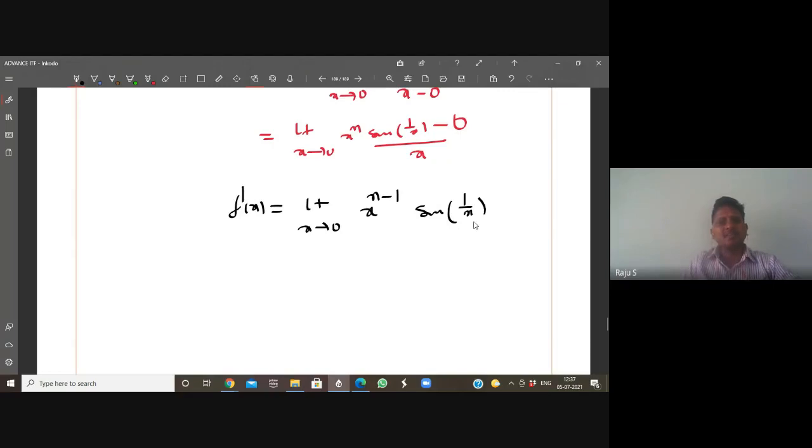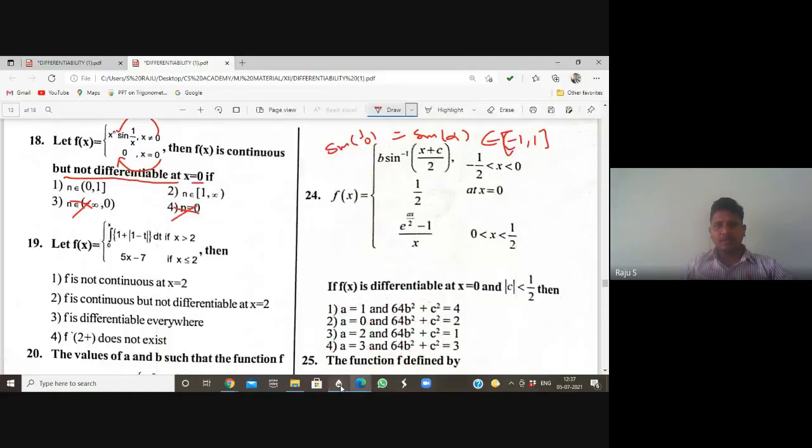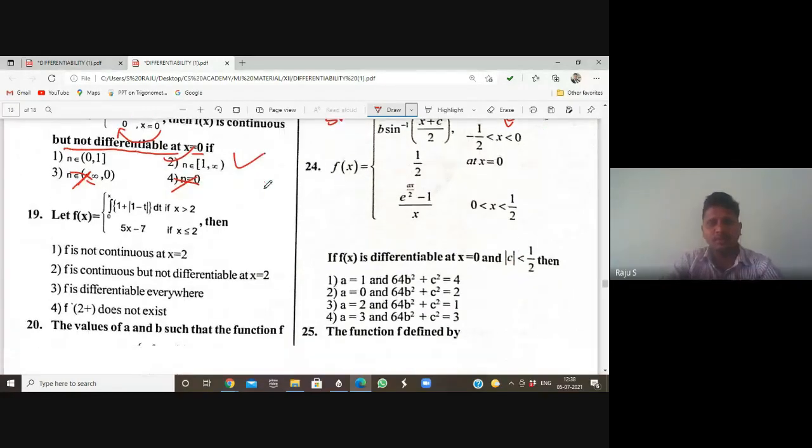When the limit exists, when the limit is finite, n minus 1 must be greater than 0. Yes or no? To exist the limit, if it is lesser than 0, again it is infinity. Limit value should not be infinity, it should be finite. So x power n minus 1 power must be greater than 0. Then the limit exists, it is finite. Then n is greater than 1. So from the first step, we eliminated two options, the third and fourth options. So option 2 is correct. Option 2 is absolutely right.